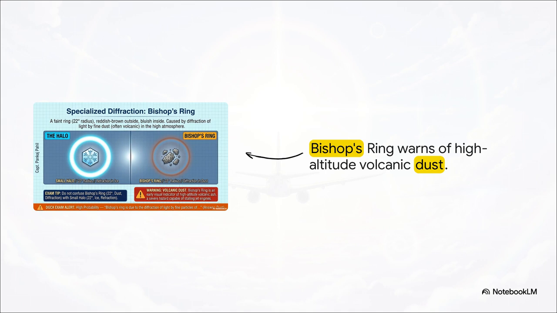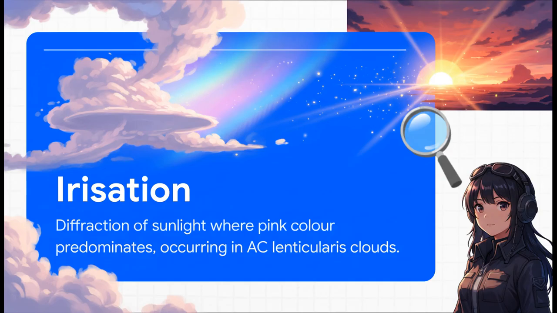Both Bishop's ring and the small halo have a 22-degree radius. But remember, the halo is ice and refraction. Bishop's ring is dust and diffraction. Totally different beasts. Let's just briefly touch on 2 more key terms to make sure we're covering all our bases.